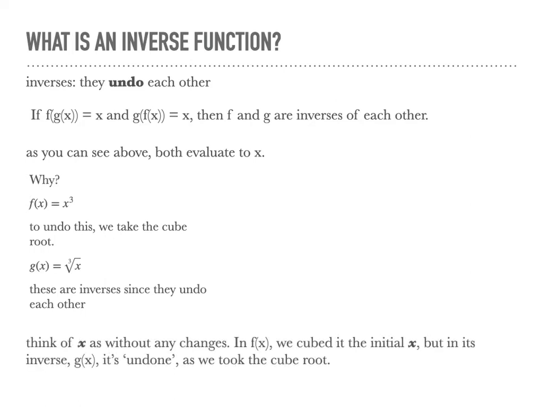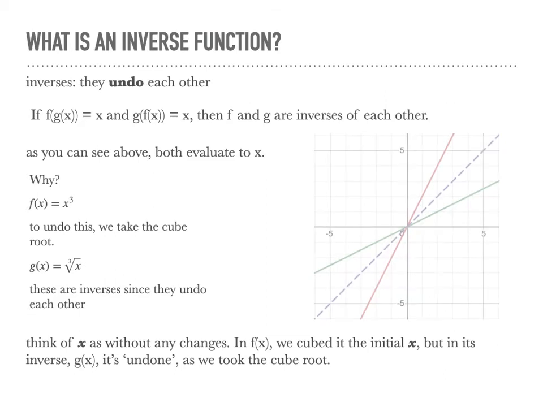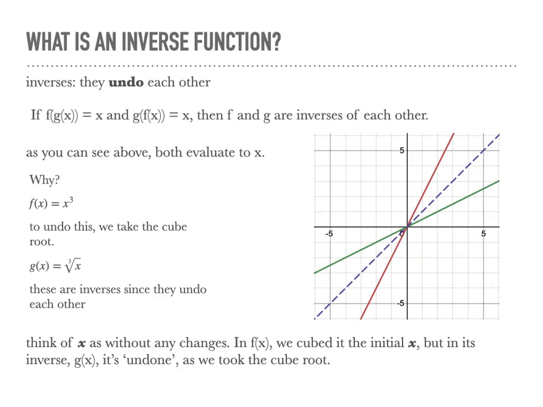Think of x as without any changes. In f of x, we cube the initial x, but in its inverse g of x, it is undone as we took the cube root, resulting in x. So here's actually how inverse functions look. As you can see, they're reflected along the line y equals x.